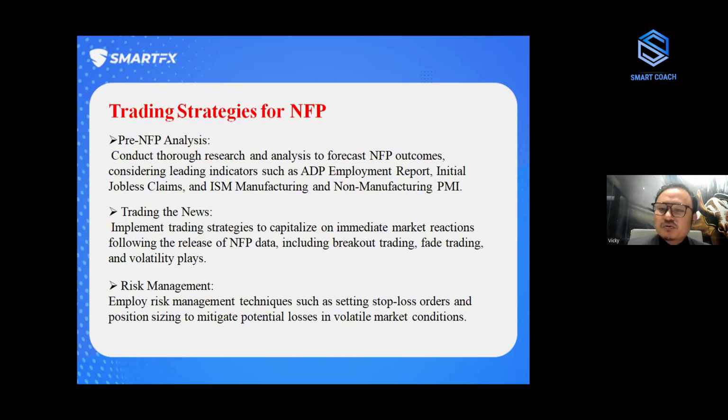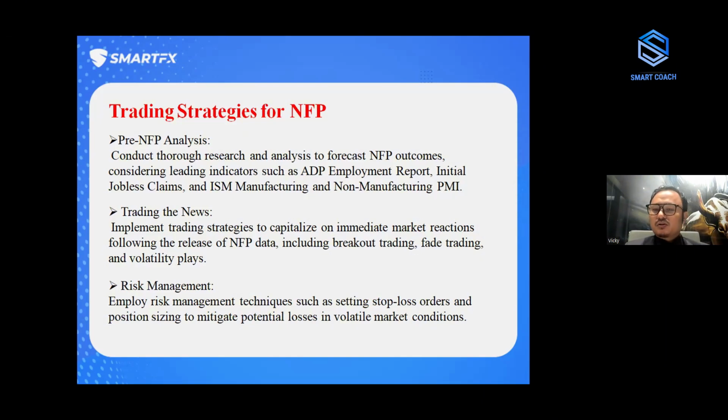Based on that, you can actually predict the outcomes of the market. So that was the analysis of NFP. Now let's talk about trading the news. You can implement trading strategies to capitalize on immediate market reactions following the release of NFP data, including breakout trading, fade trading, and volatility plays.